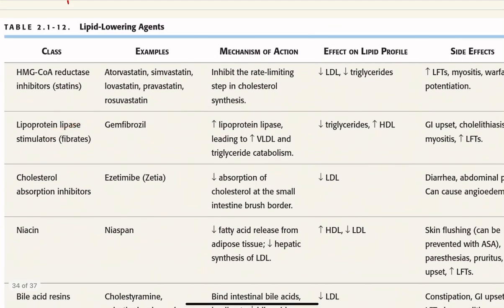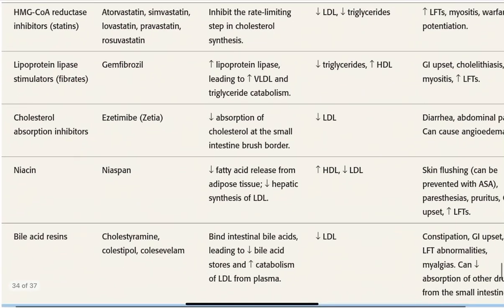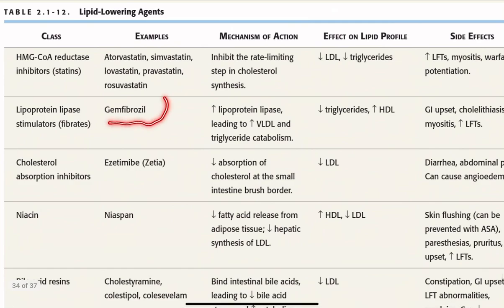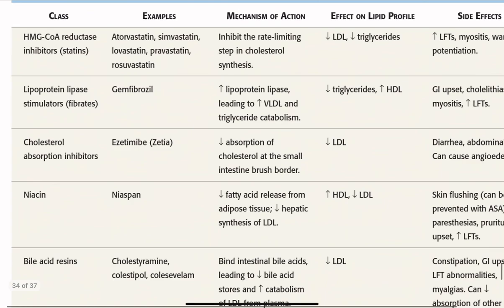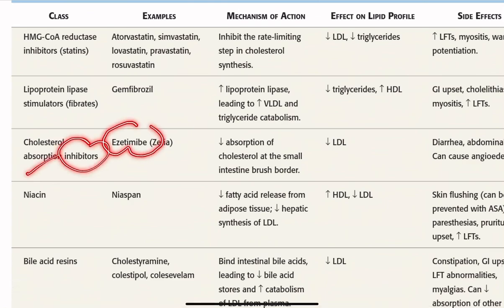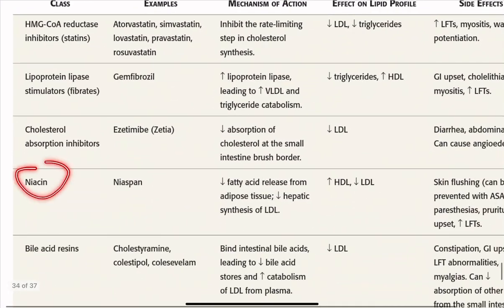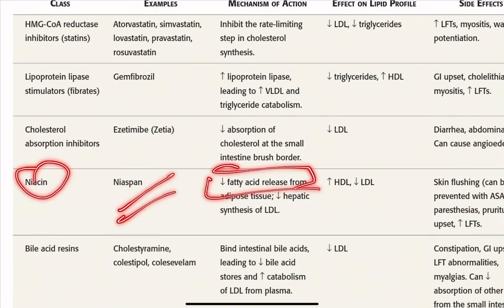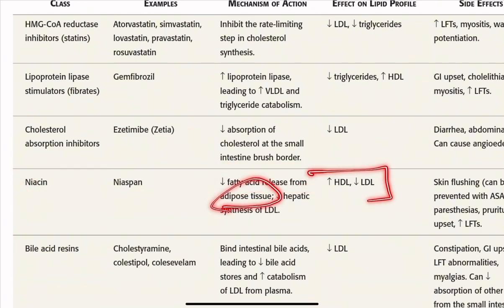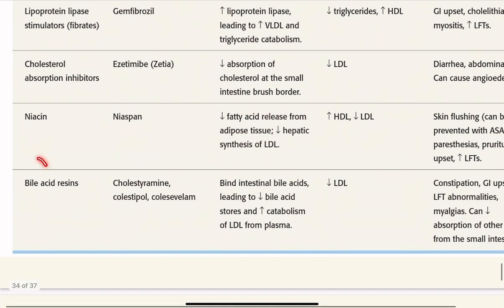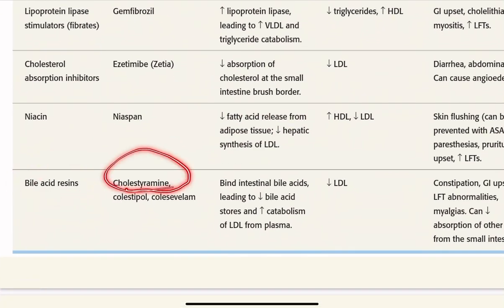Lipoprotein lipase stimulants like fibrates, like fenofibrate, we can add, or gemfibrozil. It is used to reduce the triglycerides and increase the HDL. Cholesterol absorption inhibitors like ezetimibe, we just saw ezetimibe. Niacin can be given to decrease the fatty acids released from the adipose tissue. It is useful in increasing the HDL and reducing the LDL. And bile acid resins like cholestyramine can be given to reduce the LDL level.